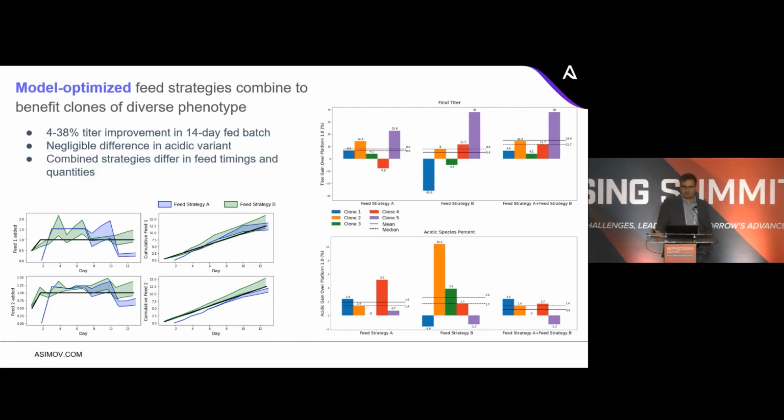And we do see marked titer improvements using these models that embrace clonal and molecular diversity. So we see anywhere between 4 and 38% titer improvement in our 14-day fed batch process. And you can see, as an example, we have 2 candidate feed strategies that were selected by our model. We'll call them feed strategy A and feed strategy B.